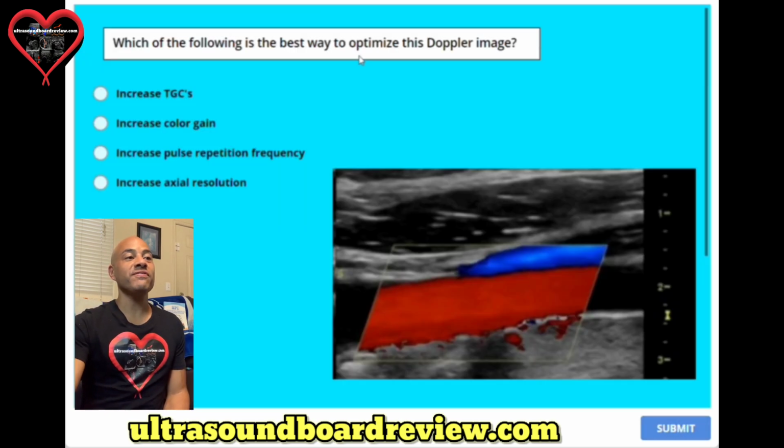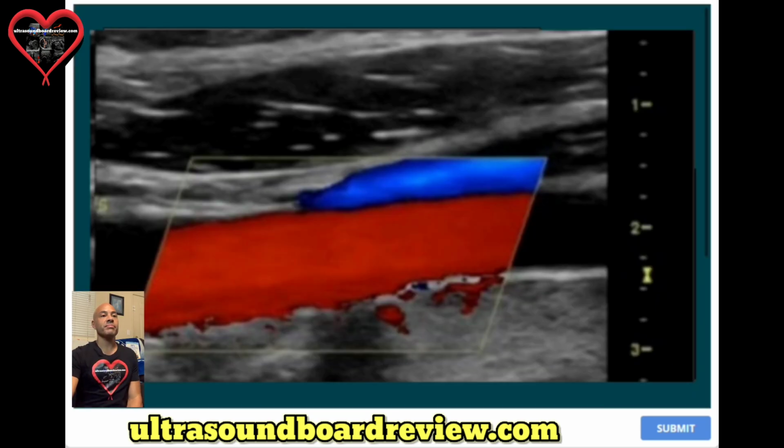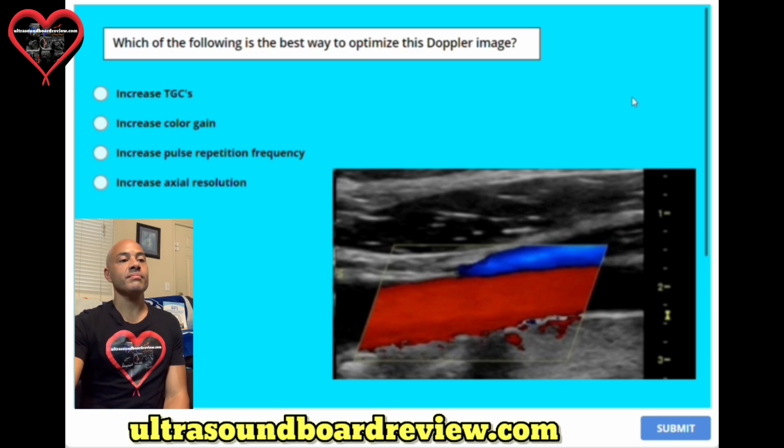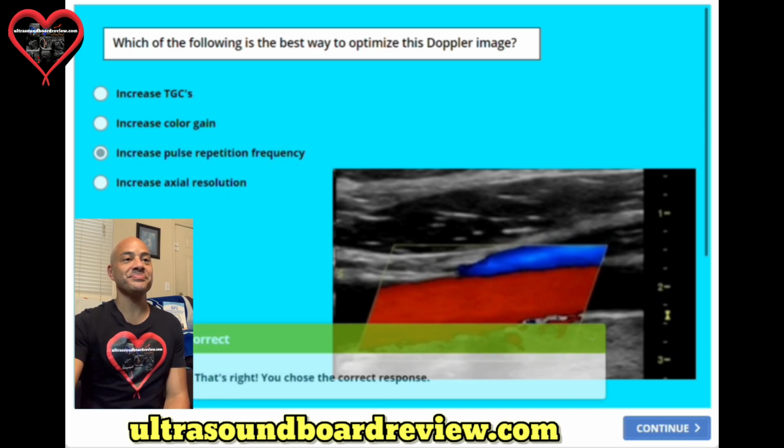Question 75. Which of the following is the best way to optimize this Doppler image? A, increase TGCs. B, increase color gain. C, increase pulse repetition frequency. Or D, increase axial resolution? The answer is C, increase pulse repetition frequency.